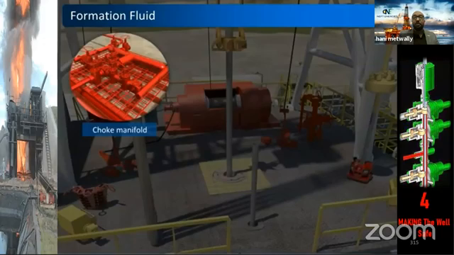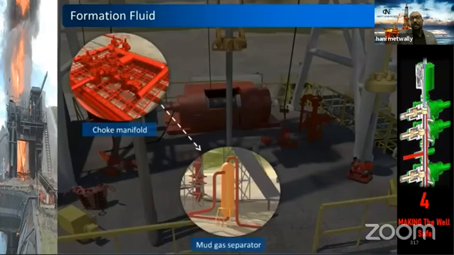During killing, we will use a lot of pressure control equipment. For example, we will take our return through the choke manifold. So the return from the well will be through a choke manifold. Why? Because we need to control the pressure. We need to control the flow. But remember, our return will be mud and the kick. The kick is gas. So in this case, we need to separate the gas out. We will use the mud gas separator to separate the gas out of the well.